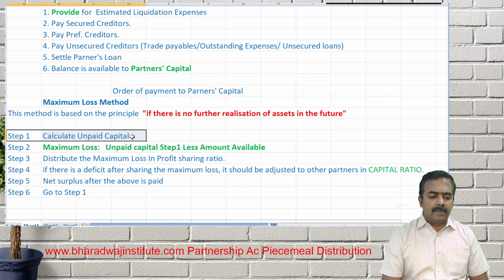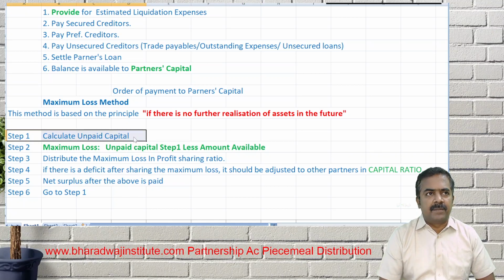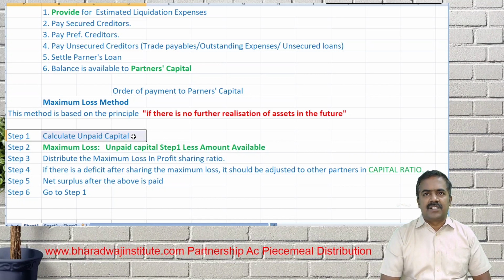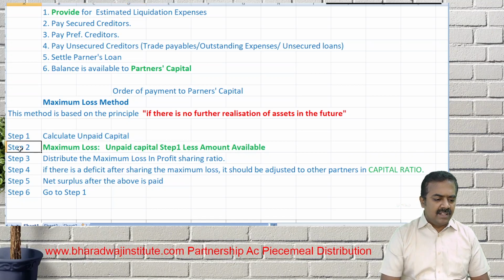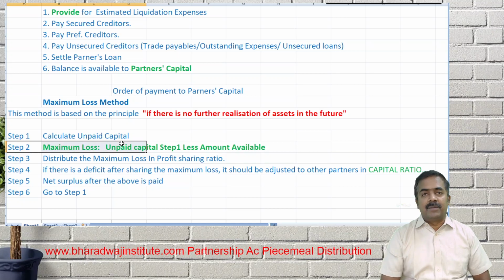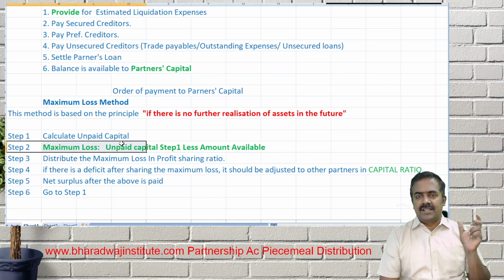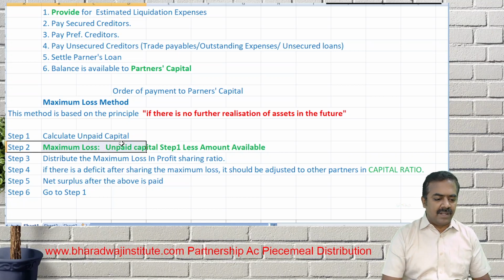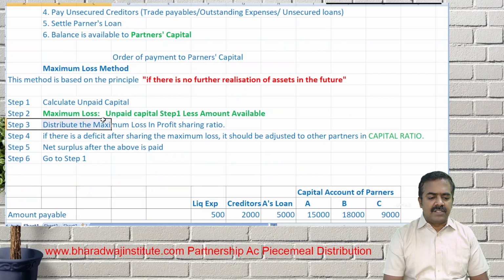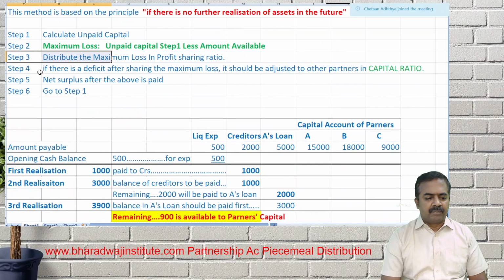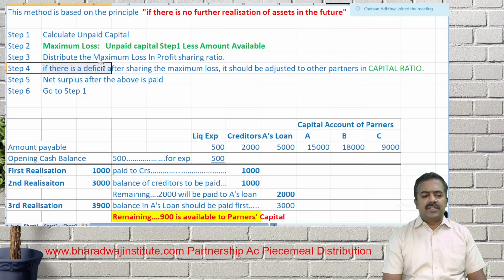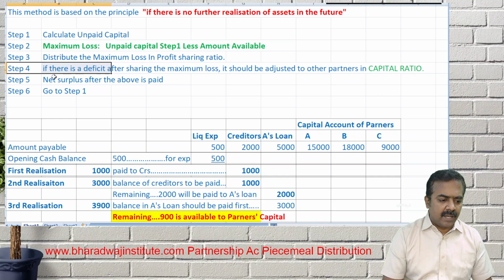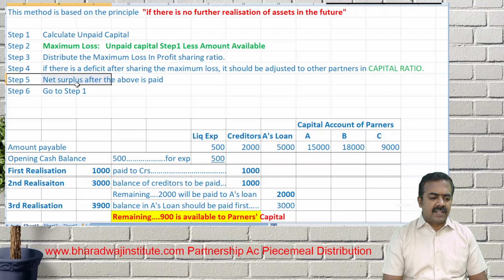So we work out the unpaid capital balance. What is unpaid capital balance? Capital given in the balance sheet. We adjust for reserves, we adjust for P&L and all those things. Then we work out the maximum loss. What do you mean by maximum loss? The total of unpaid capital minus amount available, you will get which one? Maximum loss. Distribute the maximum loss in which ratio? Profit sharing ratio. After that, if there is a deficit, share that in which ratio? Capital ratio. Net surplus, if there is any, is paid off.